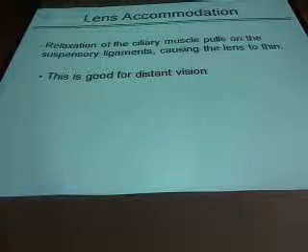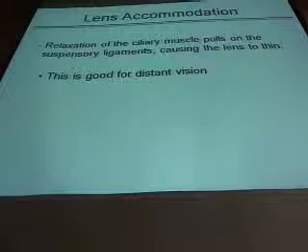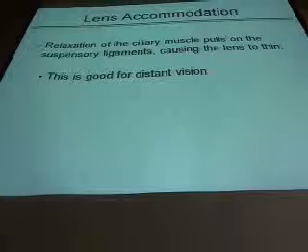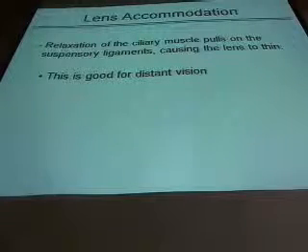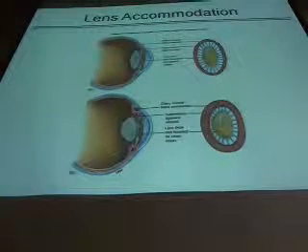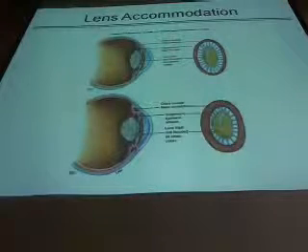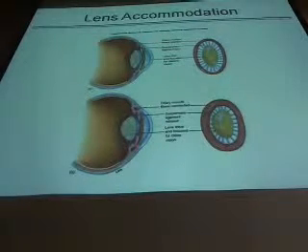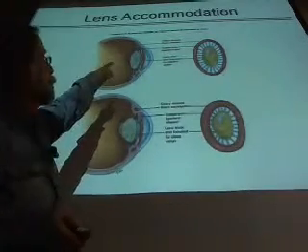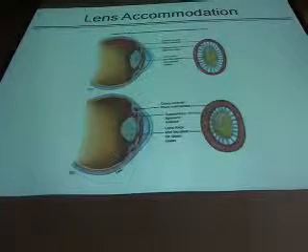Relaxation of the ciliary muscles pulls on the suspensory ligaments, causing the lens to thin. That's the distance vision. If they are too weak to contract, then you don't have the near vision. This is accommodation. You can see when they contract, the lens is much more rounded, and it's much more flattened when they're relaxed. And these are your ciliary muscles.